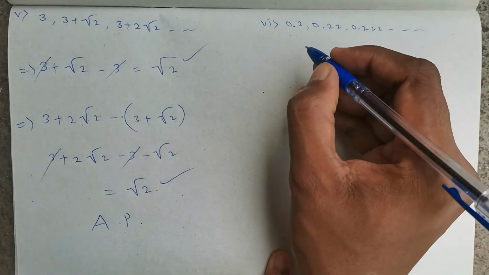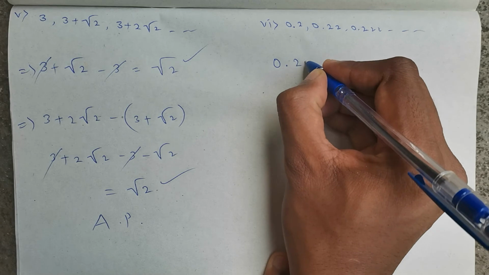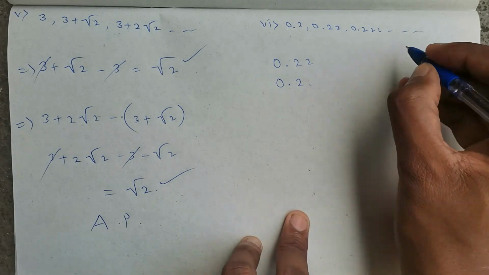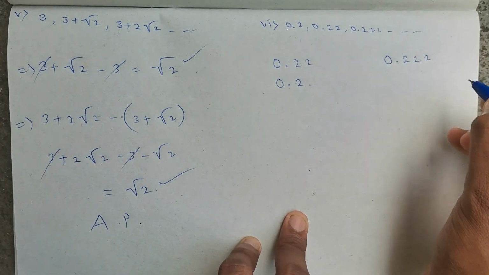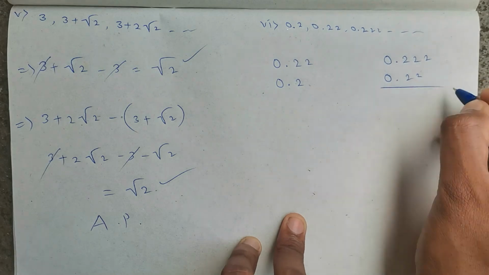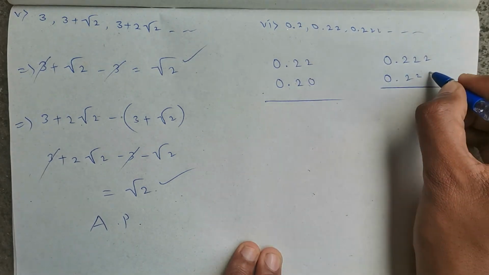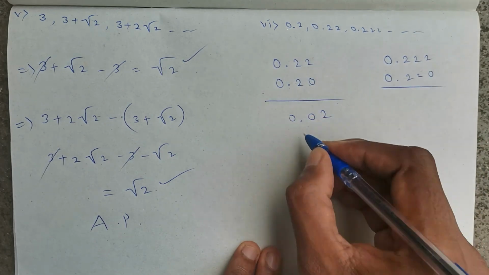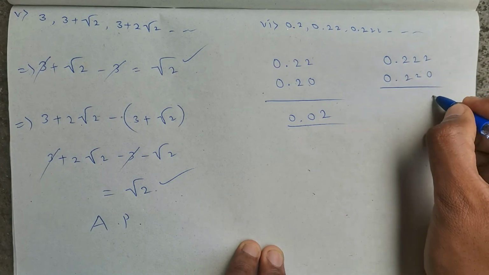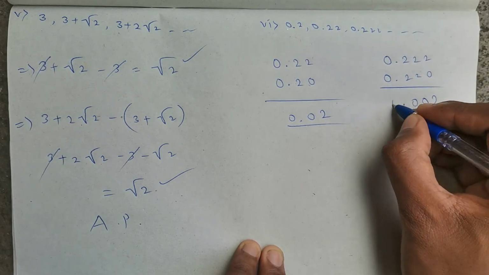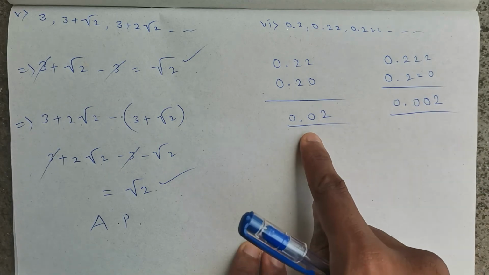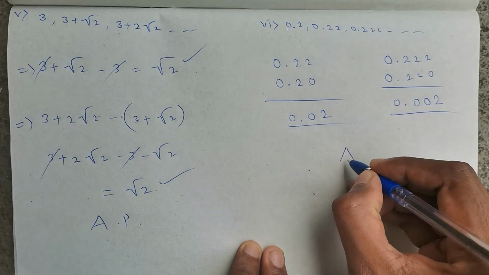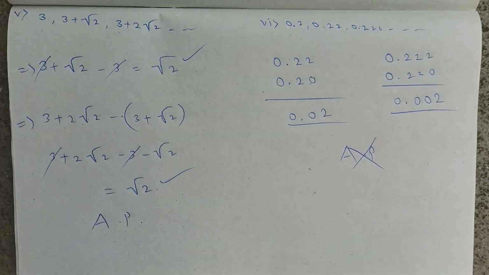Next one. The second term is 0.22 minus the first term 0.2. Next, the third term is 0.222 and the second term is 0.22. To avoid confusion, I am writing a 0 here also. Now 2 minus 0, 2; 2 minus 2, 0. If we observe these differences, here it is 0.02, here 0.002. Both are completely different. So this series is not an arithmetic progression.